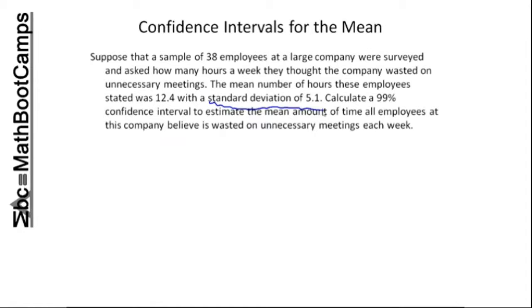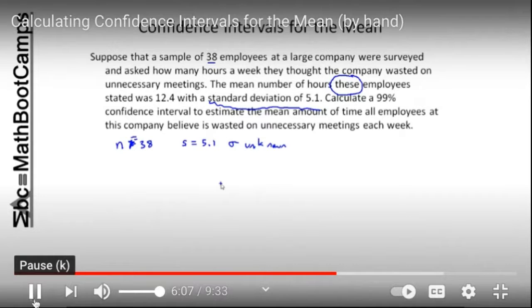And that would be incorrect because this actually comes from the sample. If you look, it says the mean number of these employees. Who are these employees? The 38 we were talking about. That's a sample standard deviation. So while we have a big sample size, n equals 38, we actually have a sample standard deviation of 5.1, and so sigma is unknown. We don't know the population standard deviation. So that means we use a t-interval. And so the formula for a t-interval is very, very similar.